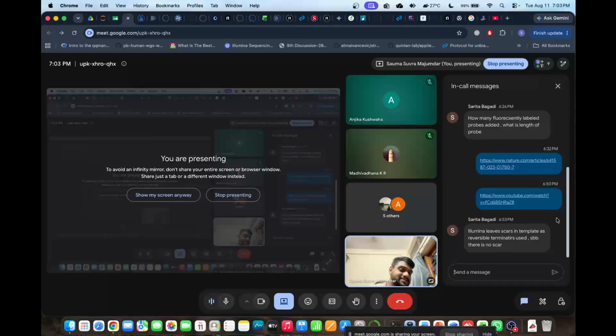Yes, because you have these reversible terminators. The best way to do this sequencing would be, as I was saying, that you decouple the detection part and the synthesis part. If you can decouple that, then there will be no scars left. But since Illumina is not decoupled, during the synthesis only you are detecting. So it leaves scars in the template also, and it can cause errors while sequencing. So it's always better to decouple, but you have to have a balance of everything, right?